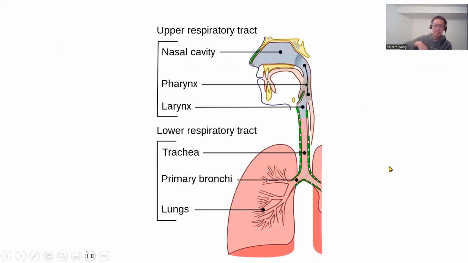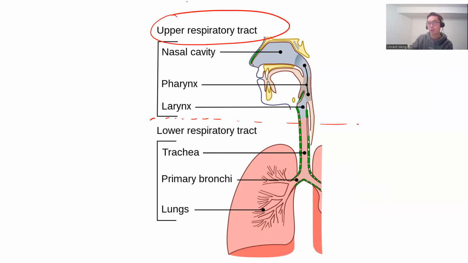Now it's a long way down to the lungs, and there are several key structures that we pass through. Starting at the top, we have the nasal cavity, the pharynx and the larynx, which I'll explain in great detail coming up. But that's the cutoff for the upper respiratory tract. When you have an upper respiratory tract infection, it infects these things.